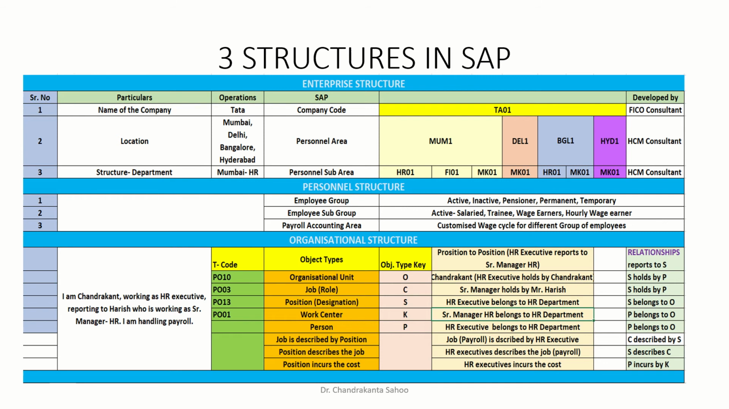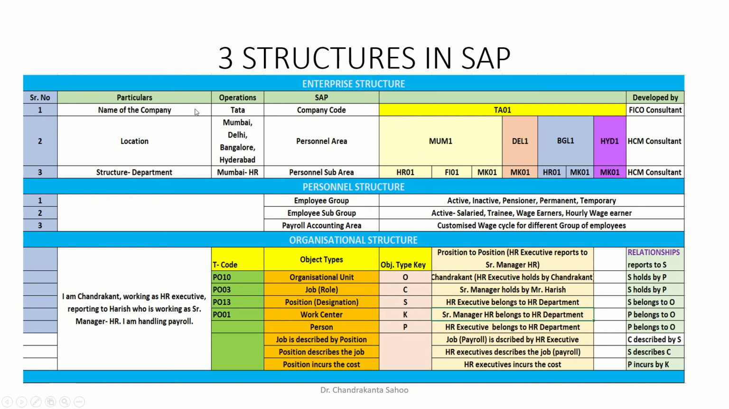So there are some basics that we must understand while doing these configurations or using this product. Any registered company must have a name. Take for example the name of the company is Tata, and the operational name of the company is Tata. But how does SAP interpret the company name? It interprets it in terms of a company code. There are three kinds of structures: the enterprise structure, the personnel structure, and the organizational structure. Understanding these three is equally important.